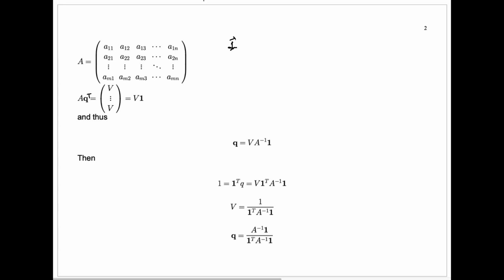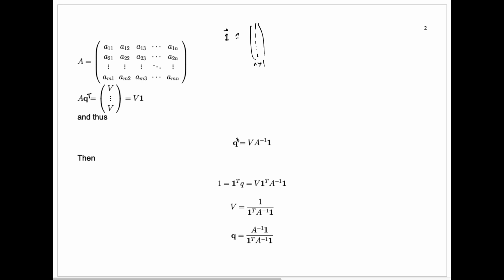where we write the vector 1 like this, with the hat, that will be this boldface 1 there. That will represent the column vector, which is an n by 1 vector with all 1s. So A times Q transpose will be V times 1, which means this column vector with all V's. That's what the previous line tells us.